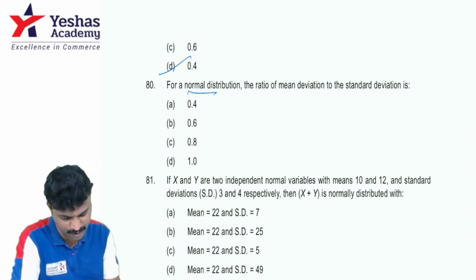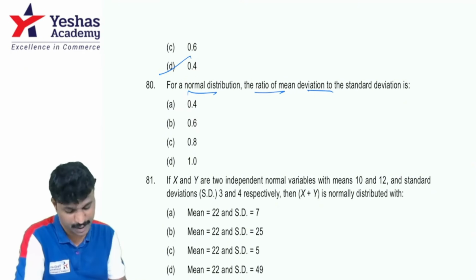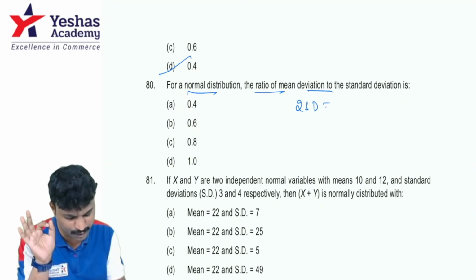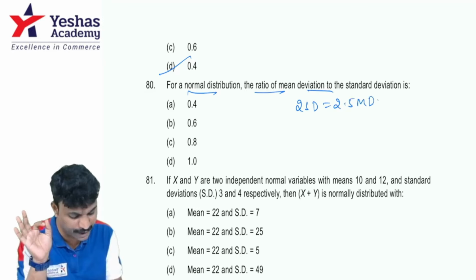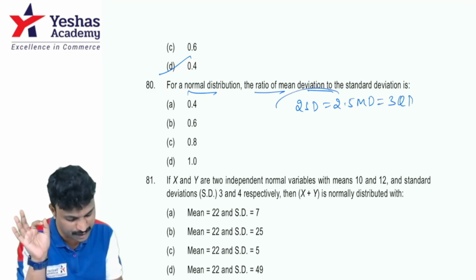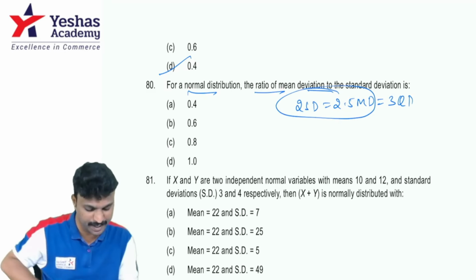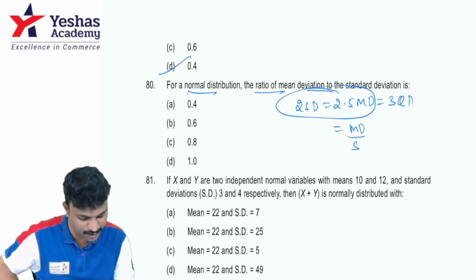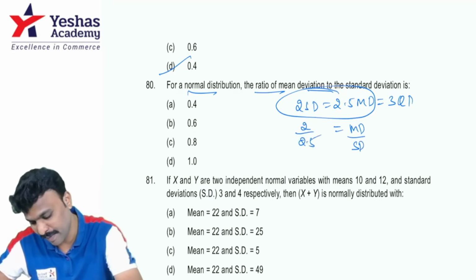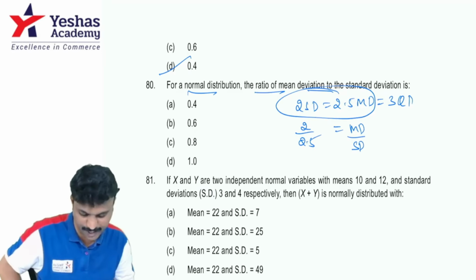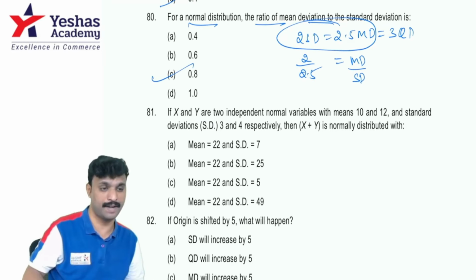For a normal distribution, the ratio of MD and SD. So for normal distribution, 2SD equal to 2.5 MD equal to 3 QD. Yes or no? So I just have to equate these two. They're asking us to find MD by SD. So I'll transfer SD on the other side. So it's 2 divided by 2.5. Correct? What is 2 divided by 2.5? It is 0.8. Option C is the right answer.